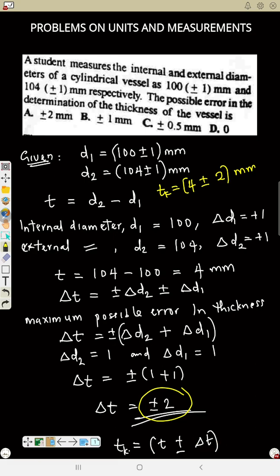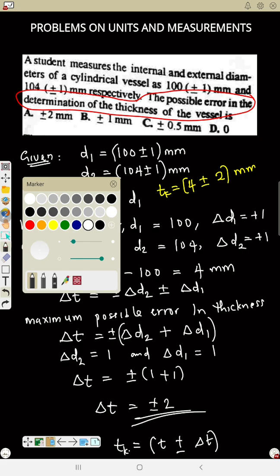So there are two questions that you can have here. What this question asks here now is the possible error in the determination of the thickness. That is possible error in the determination of the thickness, that is plus or minus 2 millimeter.